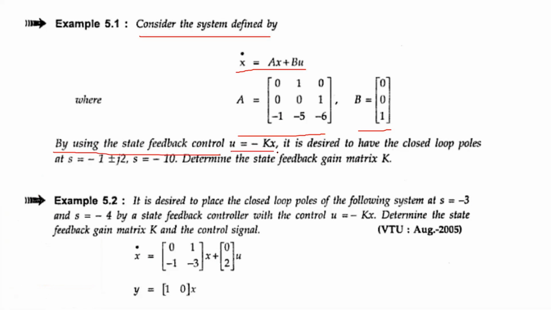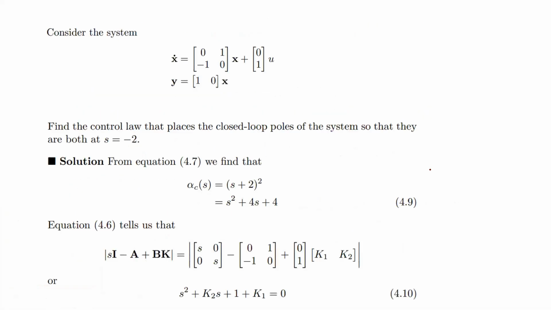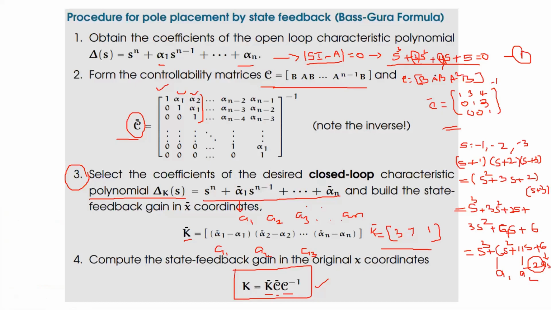that is u is equal to minus Kx. The closed loop poles they have given are s is equal to minus 1 plus or minus j 2, and s is equal to minus 10. Determine or design the state feedback gain matrix K. Now look at this method. As earlier I said, using method 1, we can find the matrix K.